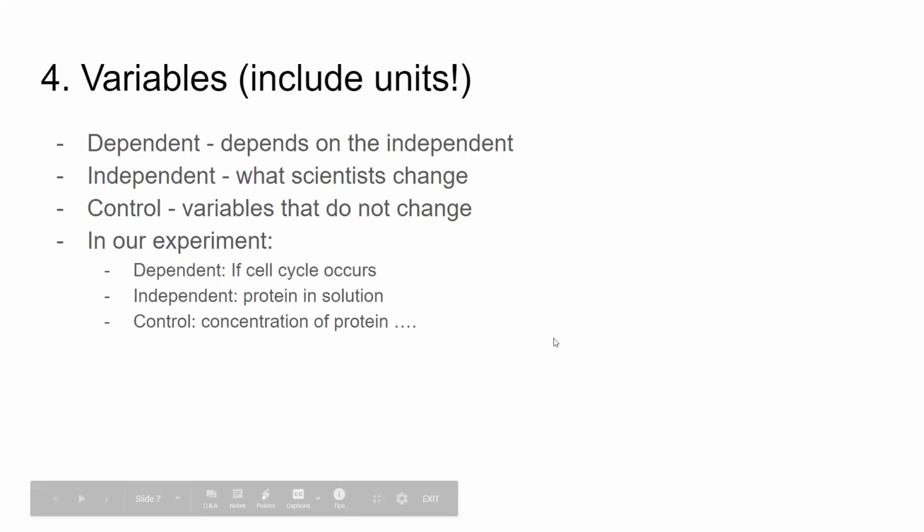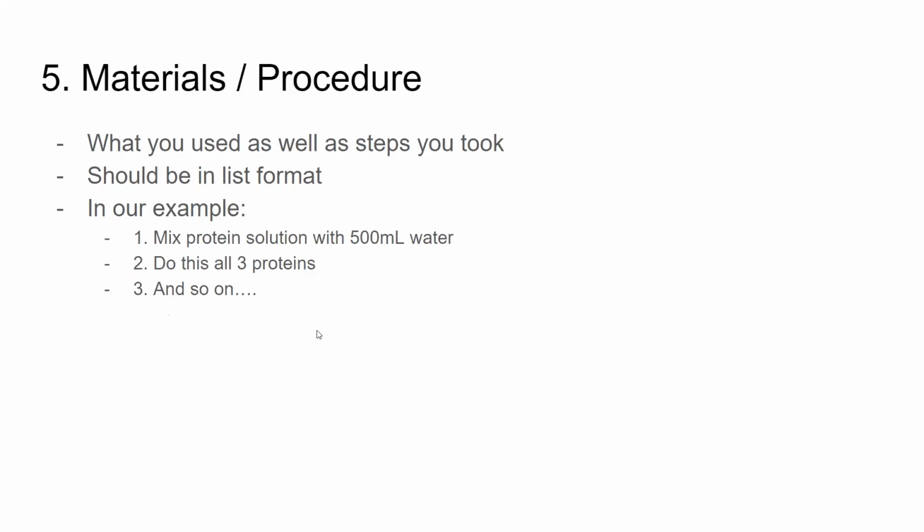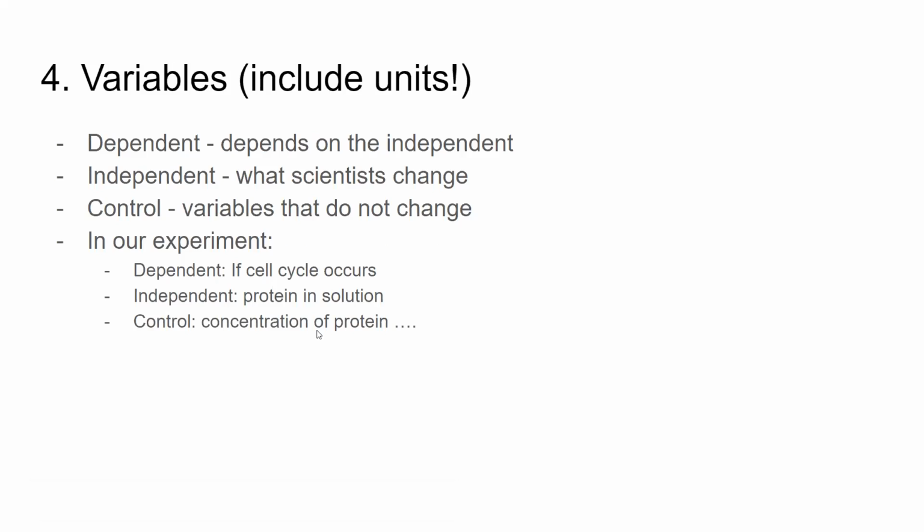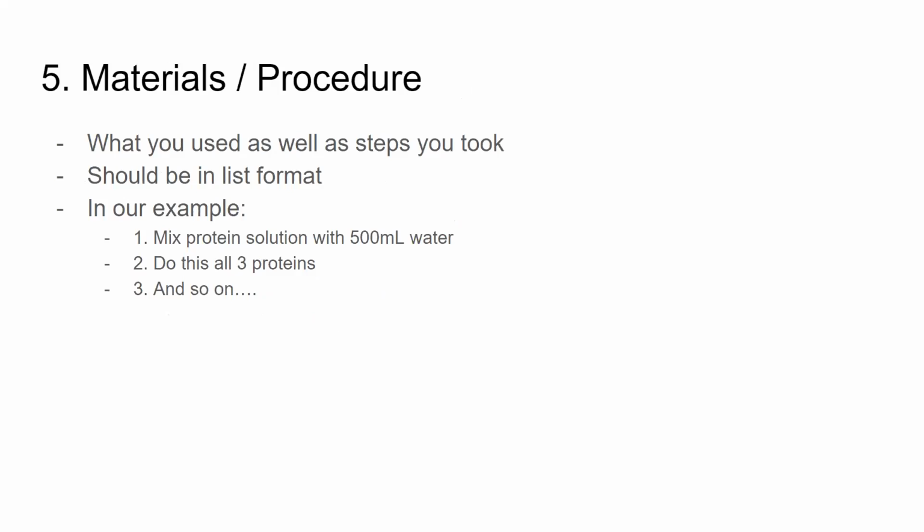In this case, in our experiment, the dependent variable, whether the cell cycle is occurring, doesn't really need units because it's just a yes or no question. The independent variable is which protein is in the solution. Again, you're not going to need units for that because it's just different proteins. But for the control group here, concentration of protein, you're going to need a unit for that. Moles per liter will be a concentration unit. So make sure you include units in your variables.